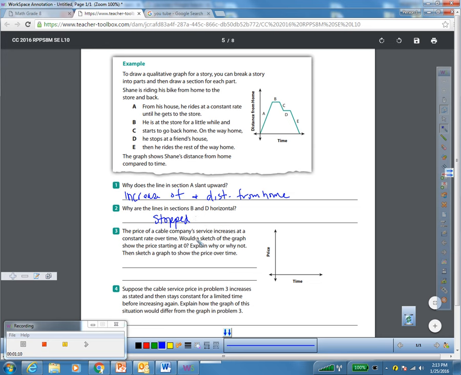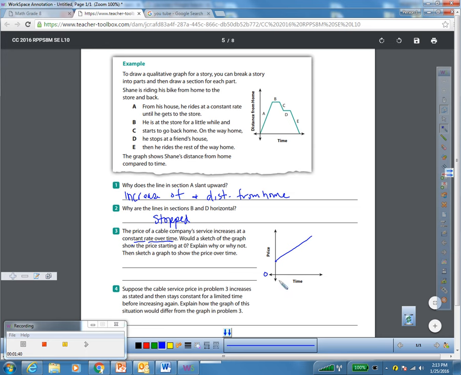Next, changing context here, the price of a cable company service increases at a constant rate over time. Would a sketch of the graph show the price starting at 0? It would not. 0 would be here. If you think about it, a cable company, you're probably going to have to pay some installation fee or something like that. So your price should start above 0. And then the sketch, since it's increasing at a constant rate, would be a straight line going upward.